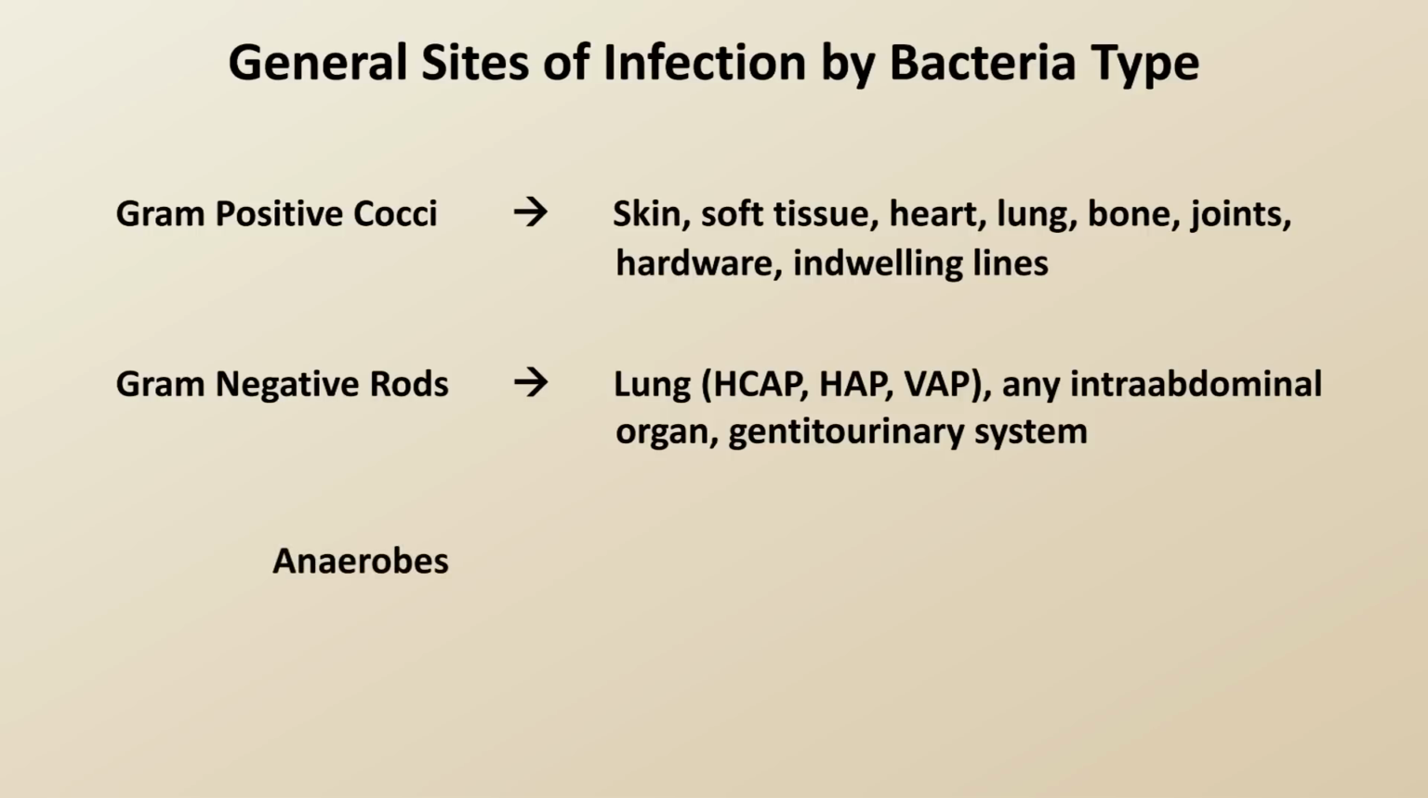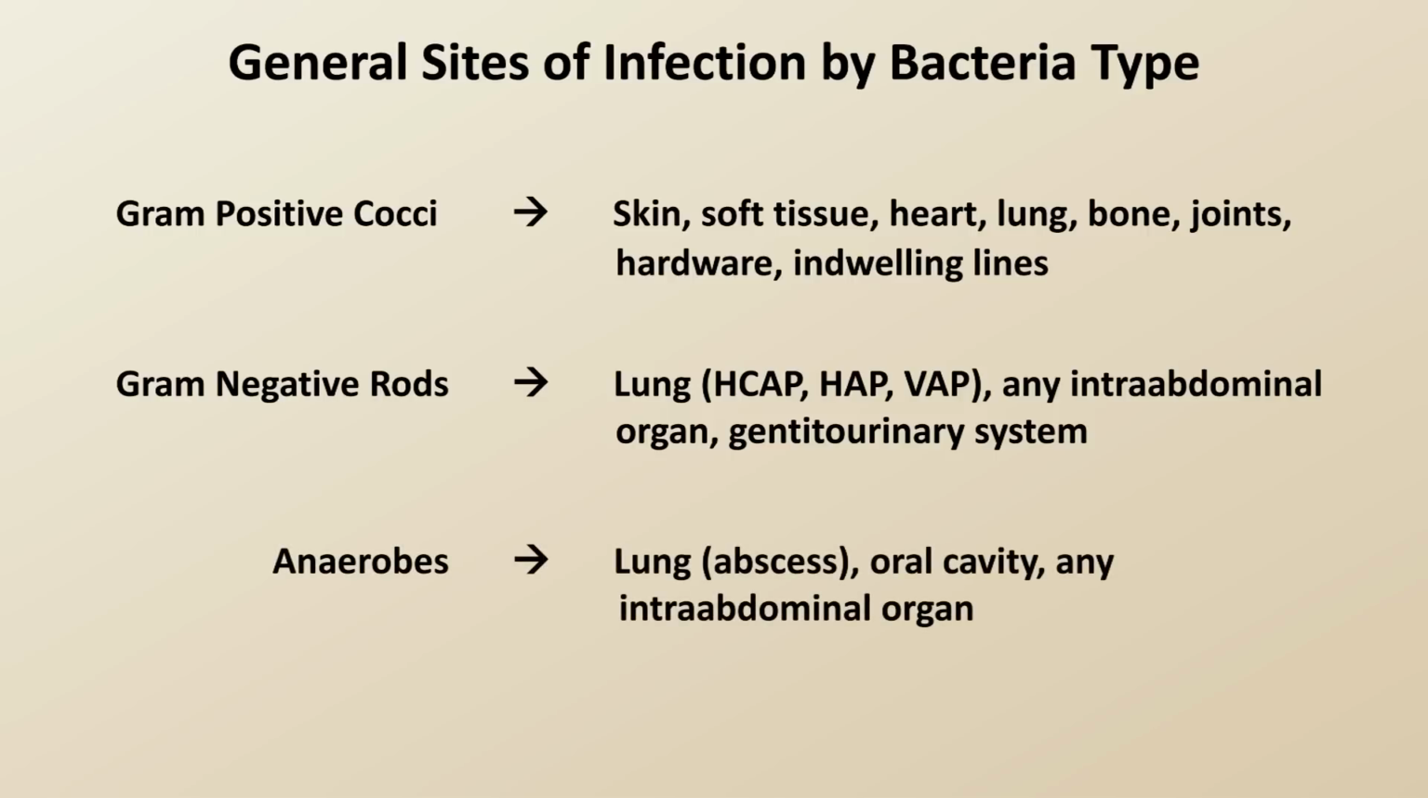Anaerobes cause lung abscesses and infections of the oral cavity, as well as pretty much any kind of infection in the intra-abdominal space. And finally, atypical bacteria most frequently cause the atypical form of community-acquired pneumonia.